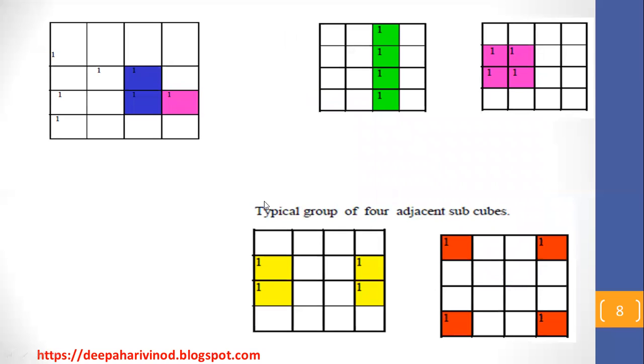Now let me tell you some of the adjacents. If two ones appear here, it is adjacent, and this is adjacent. We can group all these ones together. This one also we can group, and this column and this column are adjacent, and all the four corner cells we consider as adjacent ones.